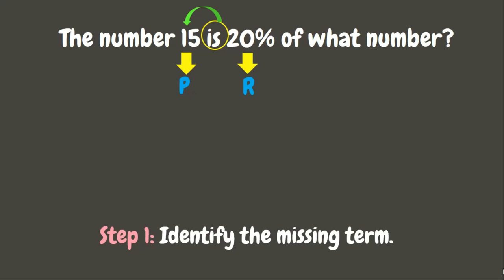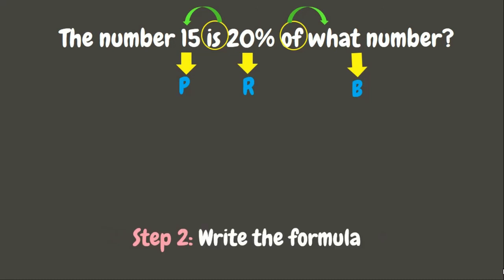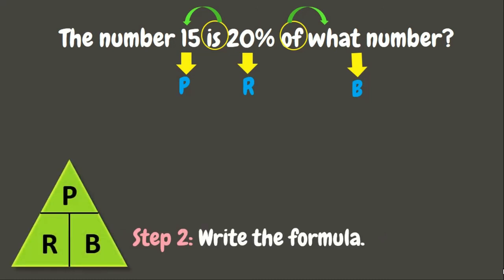And the value or the term that comes after the word of is the base. This means that we are looking for the base. Now let's write the formula. Again, let's use our triangle. Since we are looking for the base, this means that we need to divide percentage by the rate. This gives us the formula B is equals P divided by R.